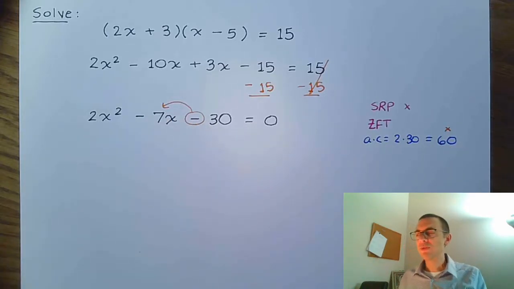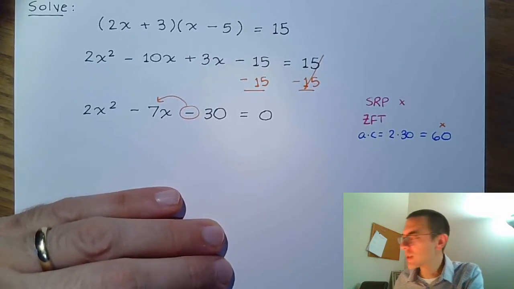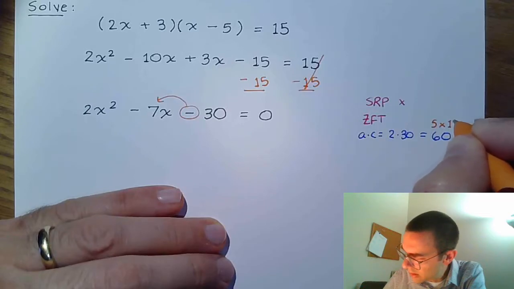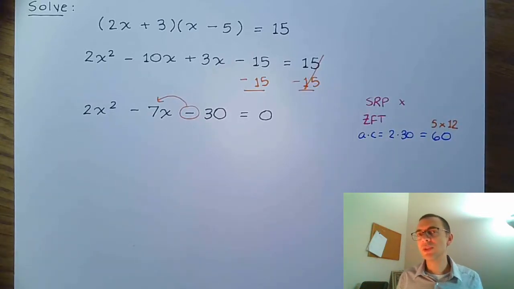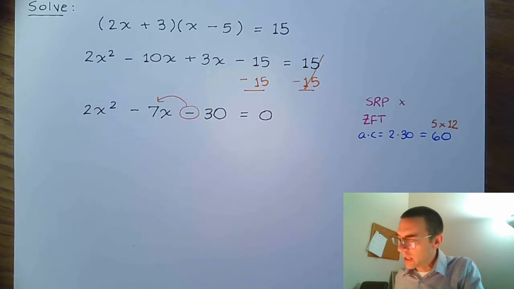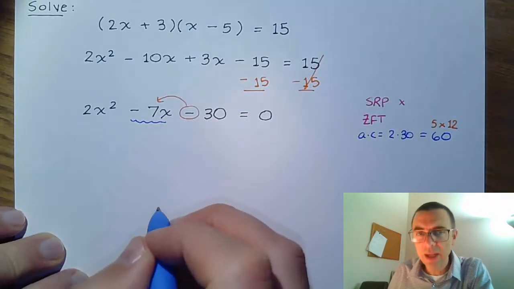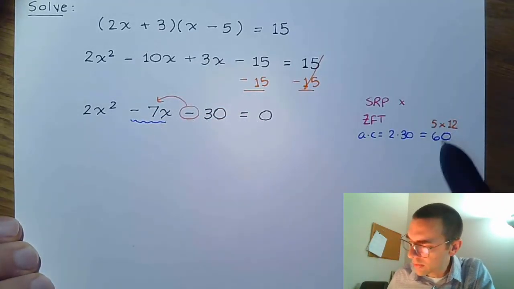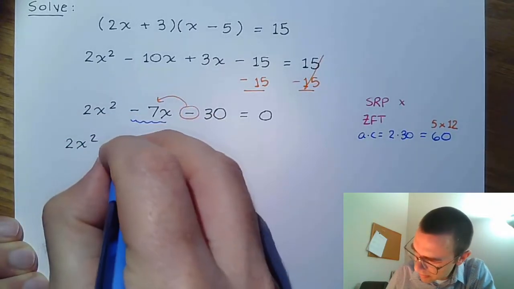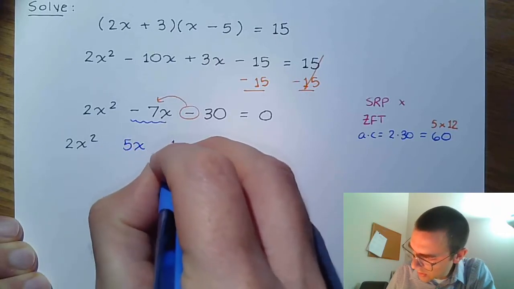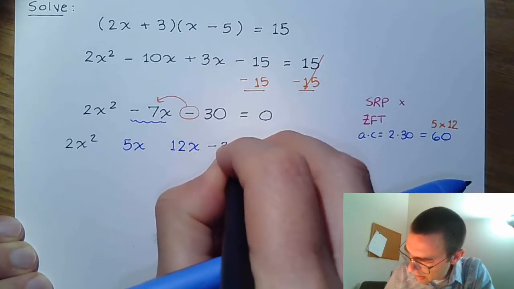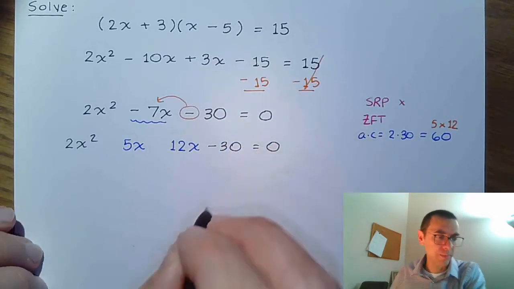And so when you go through the progression for 60, what numbers will multiply to give you 60? Eventually you land on 5 and 12. So 5 times 12 is 60, and those two factors have a difference of 7. And so what I'm going to do is rewrite that negative 7x using the 5 and the 12. So this is 2x squared, 5x, 12x, minus 30 is equal to 0.